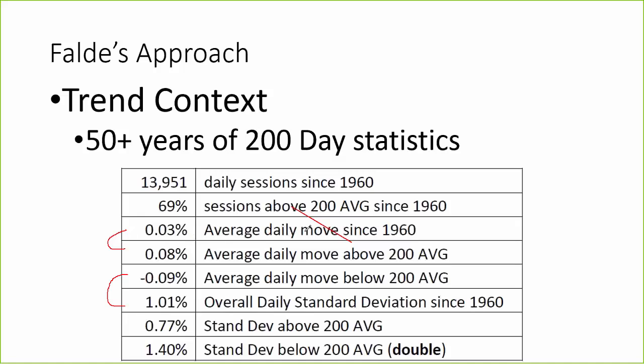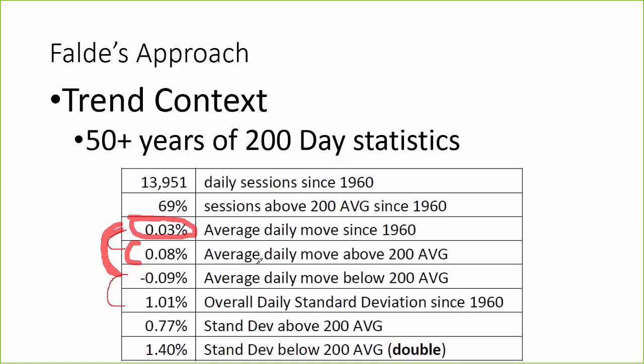So these two are connected together. So the average daily move since 1960 is 0.03%. If you just take the percent change of every single day since 1960, it comes out slightly above break even over time. And these three are looped together here.